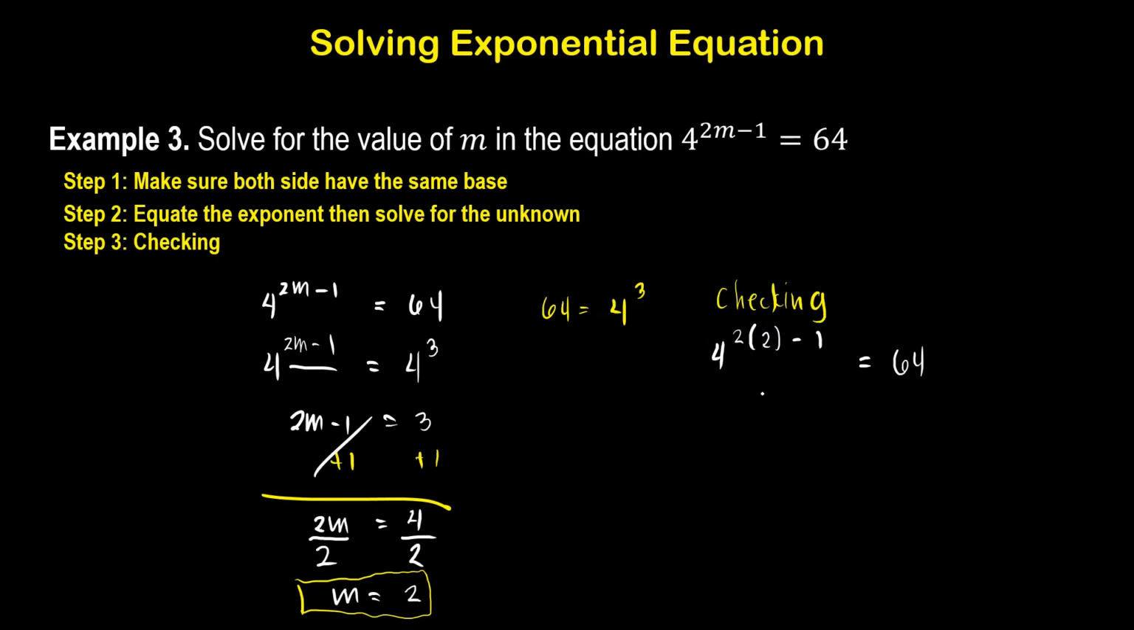We need to make sure that itong left side equation is equal to 64. So here we have 4 raised to 2 times 2, which is 4, minus 1. Is it equal to 64? Let's simplify this further. 4 minus 1 is equal to 3. Is 4 raised to 3 equal to 64? Of course, 4 raised to 3 is just equal to 64. Again, equal yung both sides. So therefore, this is correct. So that means yung value ng m natin for our third example is equal to 2. So that's the answer for our third example. Then let's proceed to our fourth example.